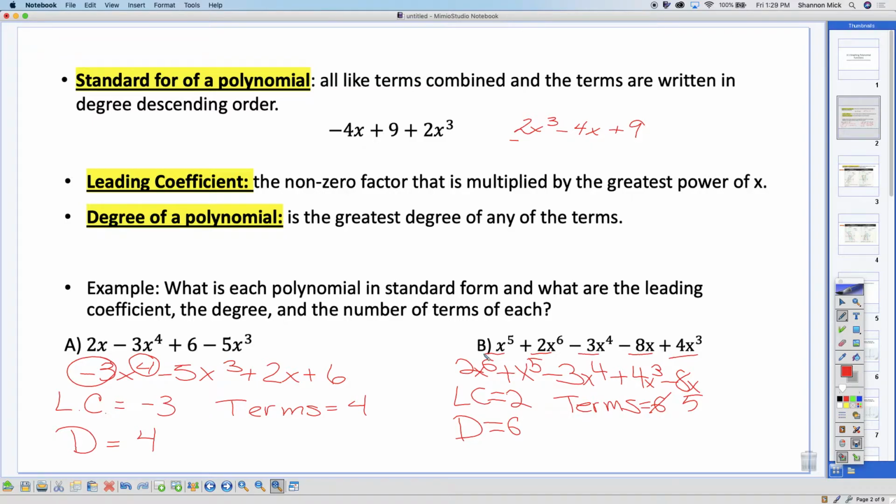Think about this. Can I multiply anything I want, no matter what it is? Yes. Can I add anything I want, no matter what it is? No. Why not? Can I add x and y? No, I cannot. You can't add x and y because they're not the same, but you can multiply unlike things.